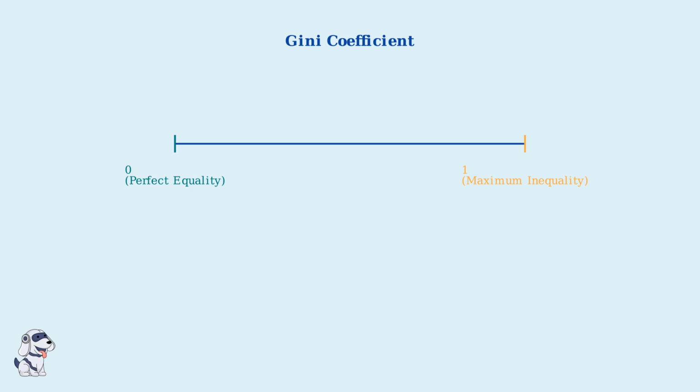The Gini coefficient measures inequality in a population, with values ranging from 0 to 1. A value of 0 represents perfect equality, while 1 represents maximum inequality. In public health, it's used to measure health disparities across populations.